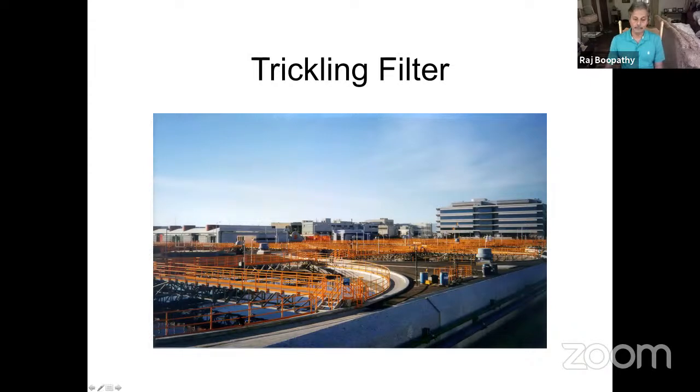So you have the filter in here, and the big rotating arm moves and distributes the wastewater. So you have the wastewater going through the system the way it entered. And then it goes through the filter. The filter has a biofilm, and it's going to remove the carbon and nitrogen in the wastewater.